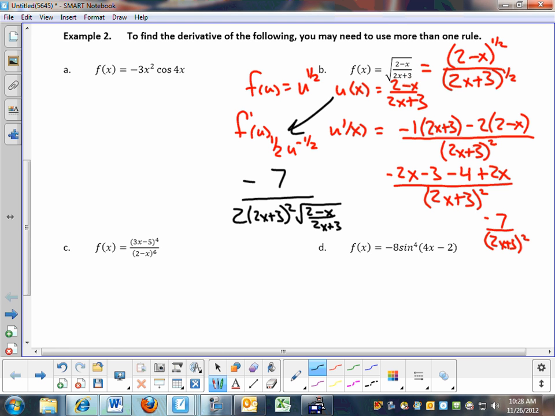That's fine. You would have to use the chain rule twice then for that. Yeah, go. That's fine. This? Or this? That's your u to the negative 1/2. Being to the negative 1/2, it's in the bottom. The 1/2 is the square root, and the u is the 2 minus x over 2x plus 3.